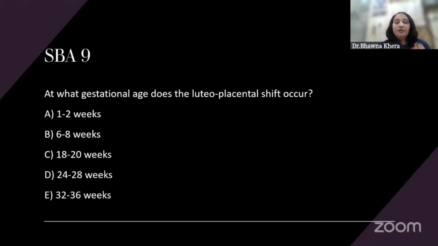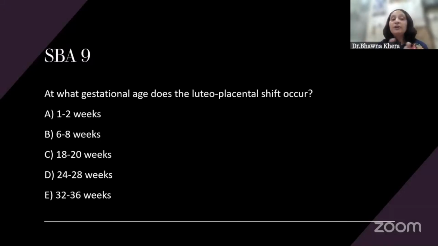Coming to the next question, that is SBA 9. At what gestational age does the luteoplacental shift occur? We know that initially the corpus luteum is going to help with the production of the hormones and nurturing the fetus. But later on the placenta takes over, right? So what is the time when this shift occurs from corpus luteum to the placenta?